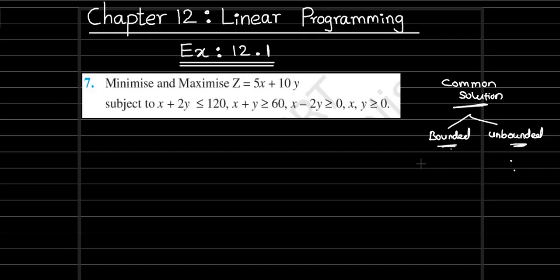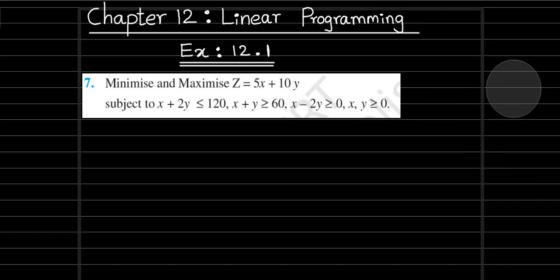In case a common solution exists for the new inequality and the feasible region, then whatever result we get is not the maximum or minimum. So let's first find the common solution space, check whether it's bounded or unbounded, and then proceed. Now let me start.